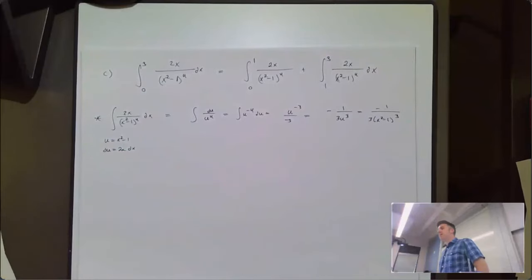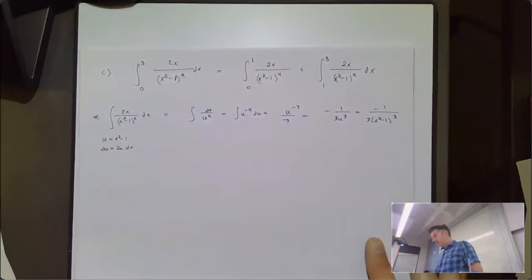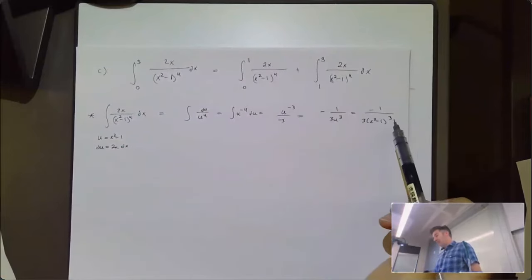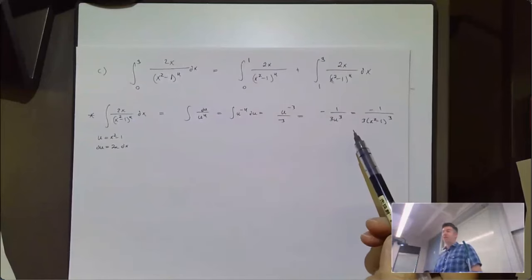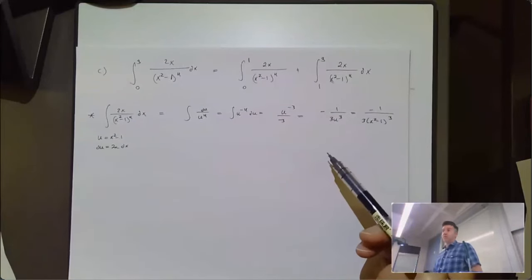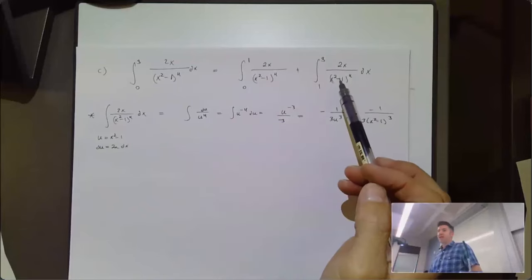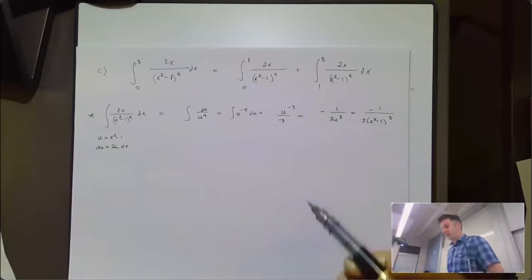So I can see what's going to happen. I can see that I'm going to integrate this. I'm going to get negative 1 over 3 times (x squared minus 1) cubed. And then when I plug in the 1, I'm still going to have division by 0. So I'm pretty sure this whole thing's going to diverge. And it looks like it's going to diverge whether I do this one or this one. So I'm going to do the first piece, and then we'll talk about what we need to show here.